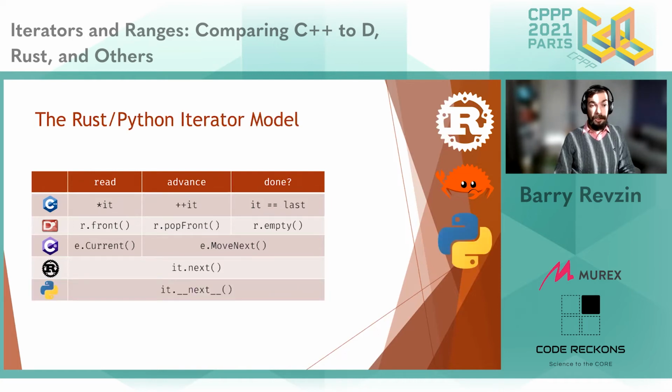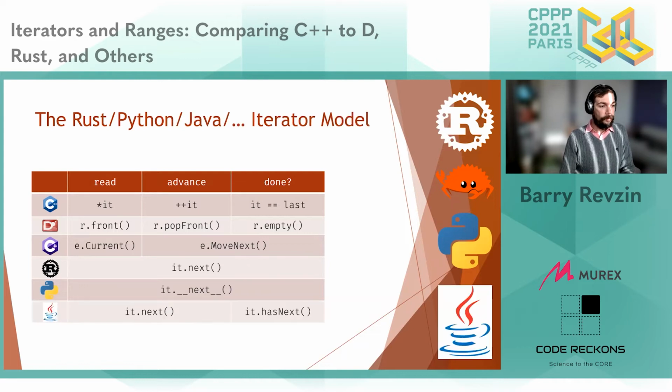Python's iterator model is basically the same. It's a single function called next. The termination condition is a little bit different, whereas Rust returns an optional that is either engaged or not to indicate when the sequence is exhausted. Python throws an exception to indicate exhaustion. But otherwise, it's basically the same model.